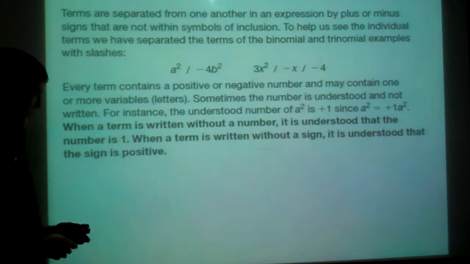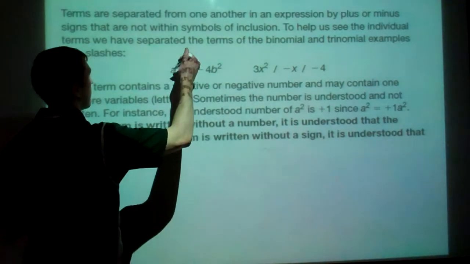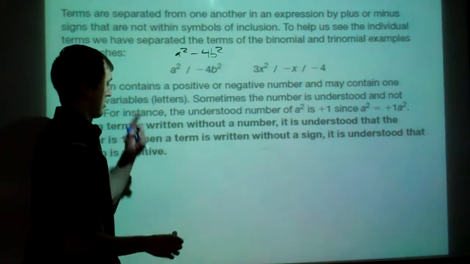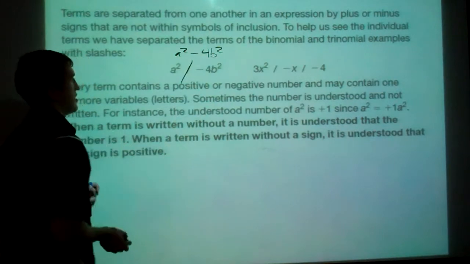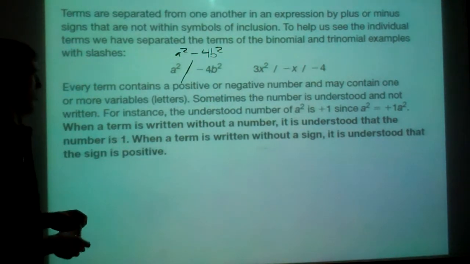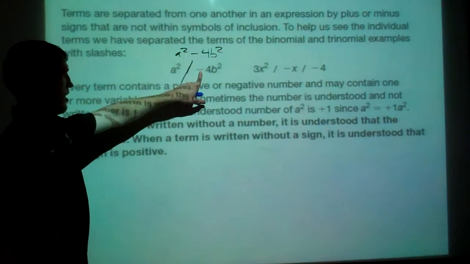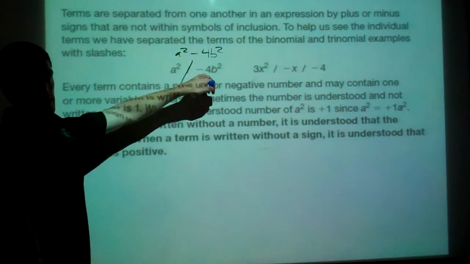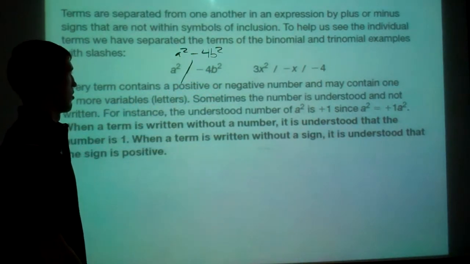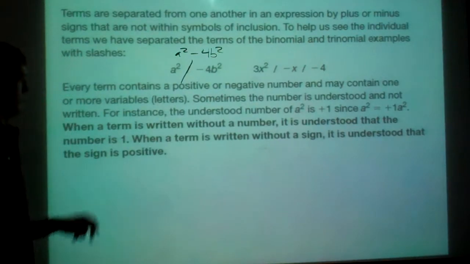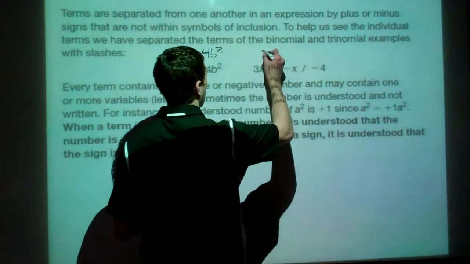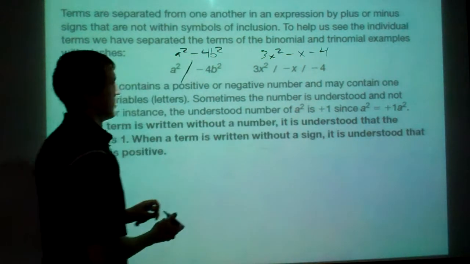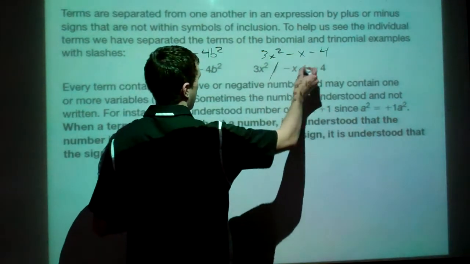So these were the ones that we saw before. a squared minus 4b squared, that was that expression. What they did is they split those up into two parts. And notice how they kept the minus sign with the 4b squared. This indicates that we have a negative 4 times b to the second power. And they did the same thing over here with the 3x squared minus x minus 4. So they split this up too into three terms.